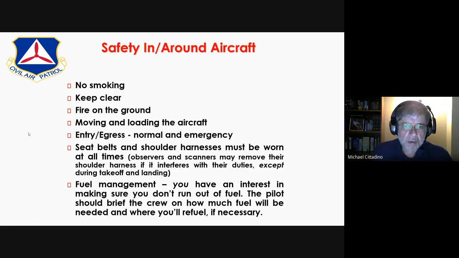Seat belts and shoulder harnesses: just like wearing your seatbelt in a car, you wear your seat belts and shoulder harnesses in the aircraft. CAP says that they have to be worn at all times. The exception is that observers and scanners can remove them when the aircraft is on mission if wearing them is interfering with their ability to do their duties. However, in any case, they have to have seat belts and shoulder harnesses on whenever the aircraft is landing and taking off. And generally, you don't take them off when you're in flight either.